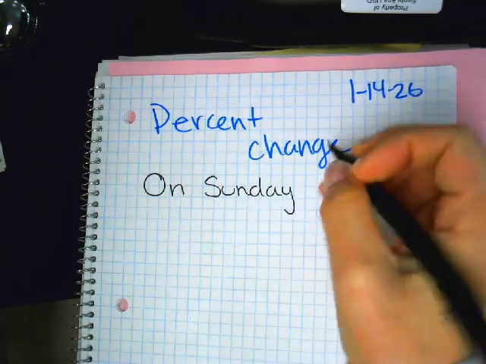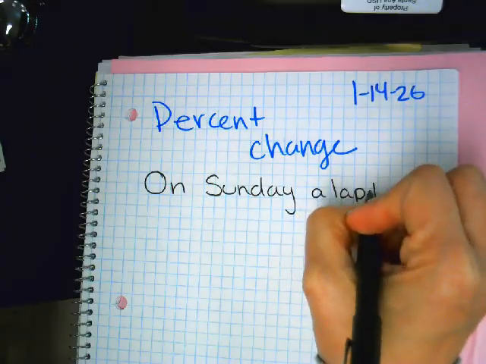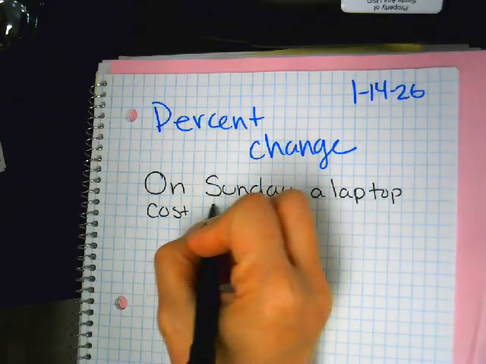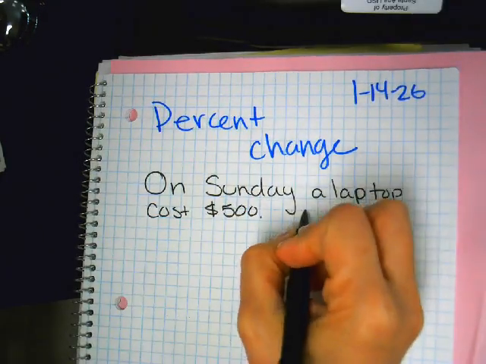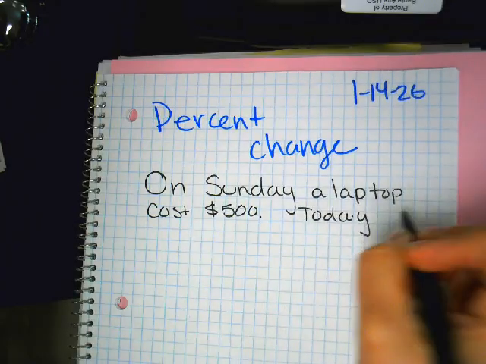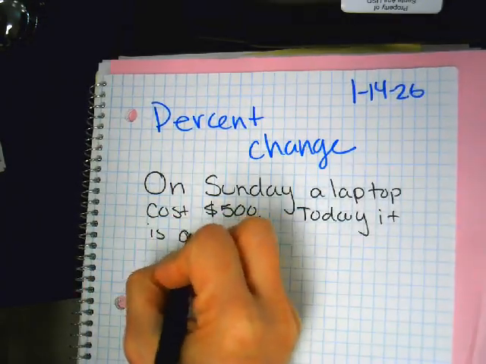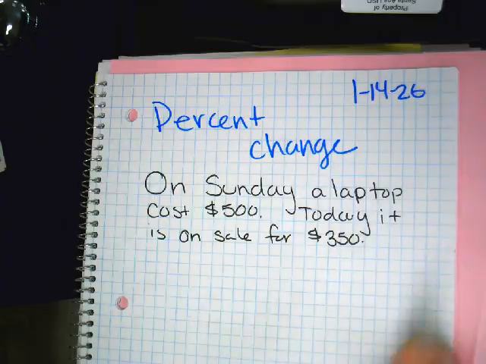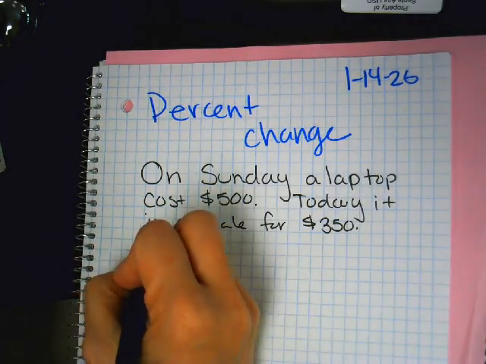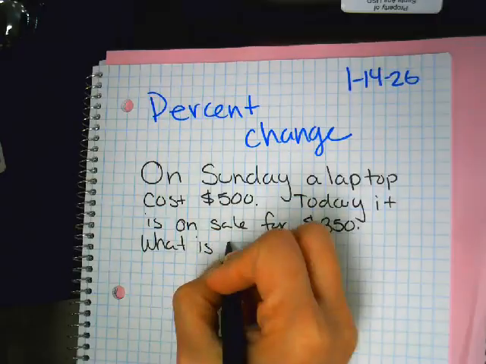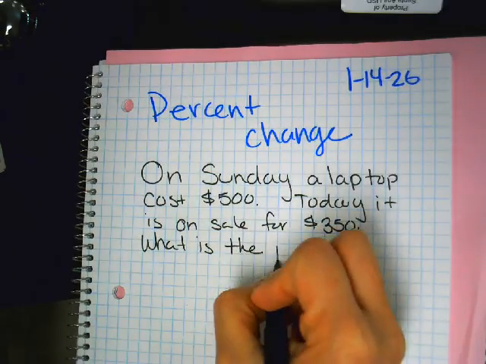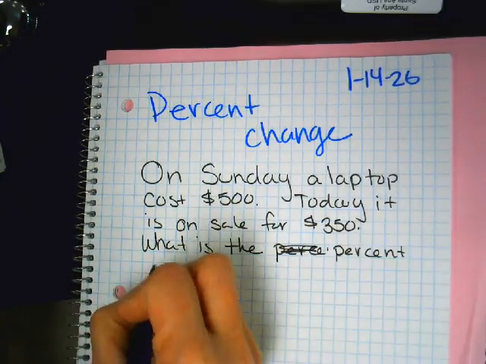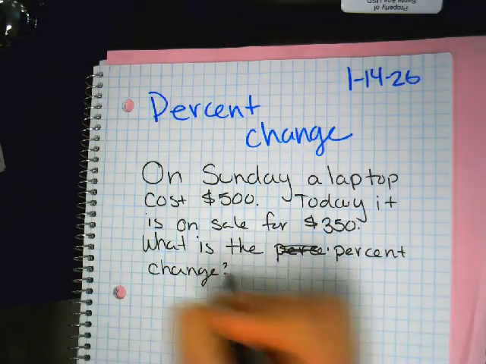Commission, markup, all the problems on your homework. On Sunday, a laptop cost $500. Today, it is on sale for $350. Okay, so today it's on sale for $350. What is the percent change?